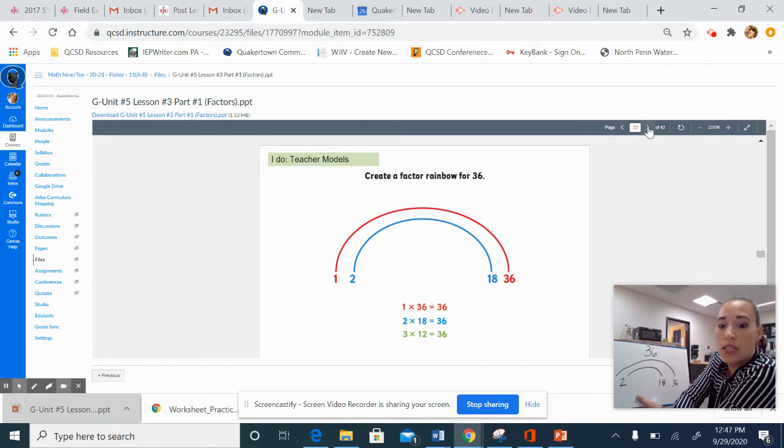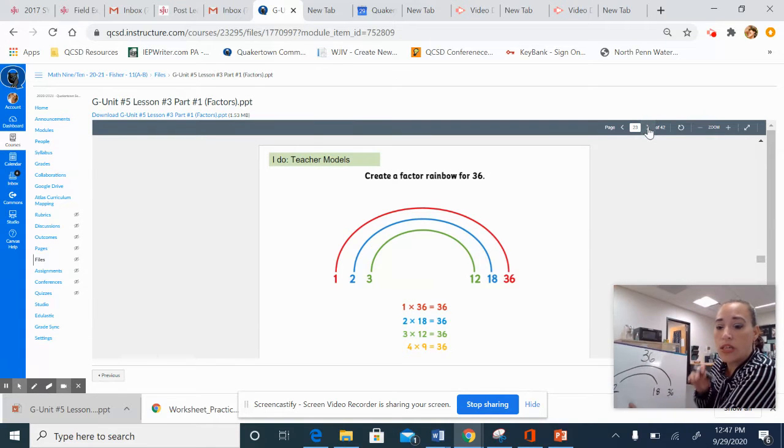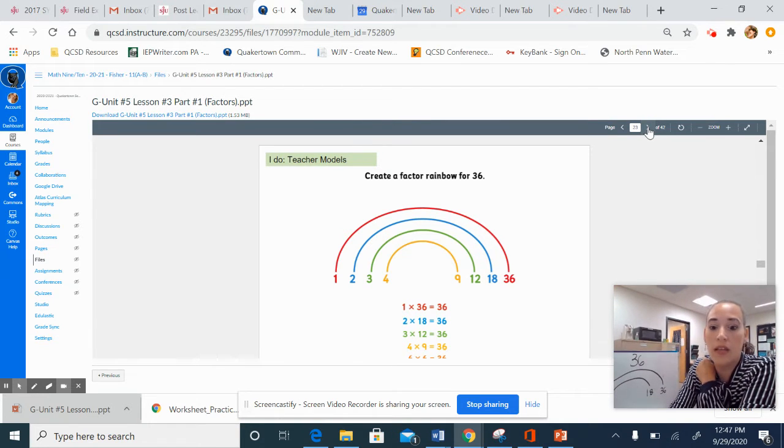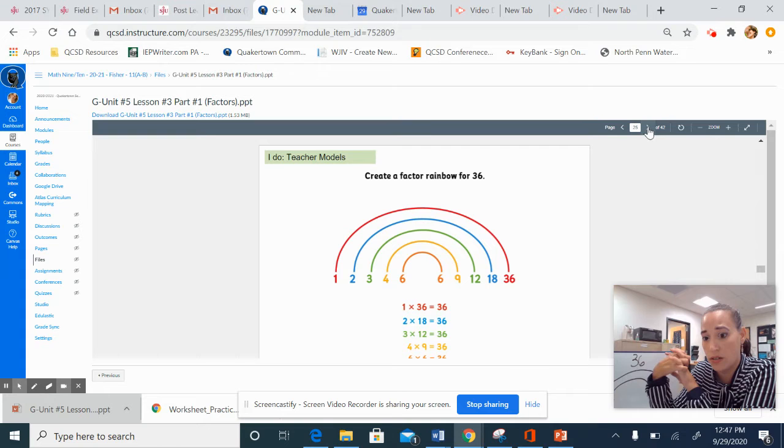Then I'm going to show you the next one. It's 3 times 12. So then you'll see 3 times 12 gives you 36. Then you do the next one, and you'll see 4 times 9 gives you 36. And then you see 6 times 6 gives you 36. So you're going to keep going into your calculator until you stop. How do I know when to stop? When the number goes back on itself. Since it was 6 times 6, I know that's when it ends. There's no more factors.